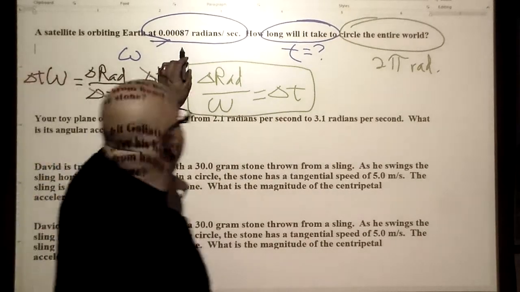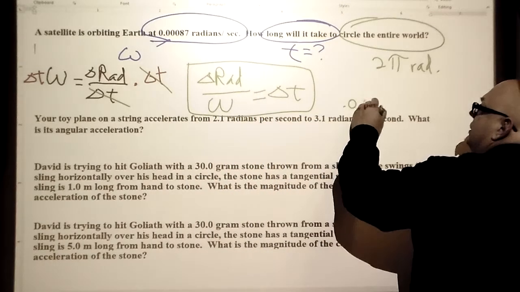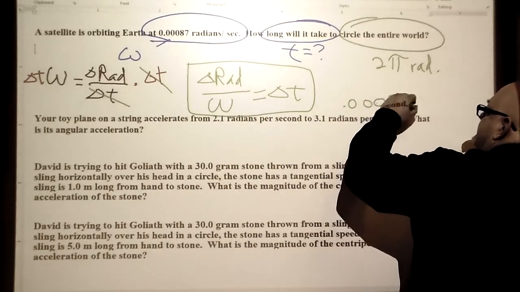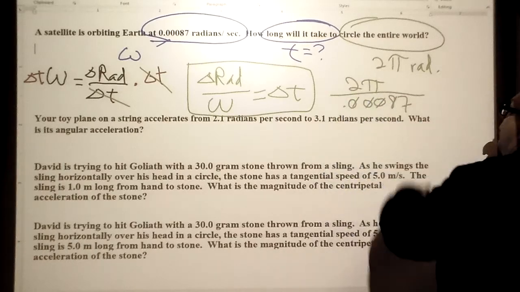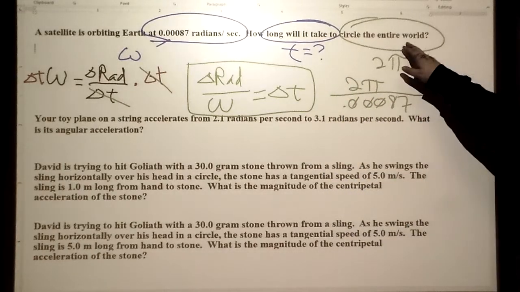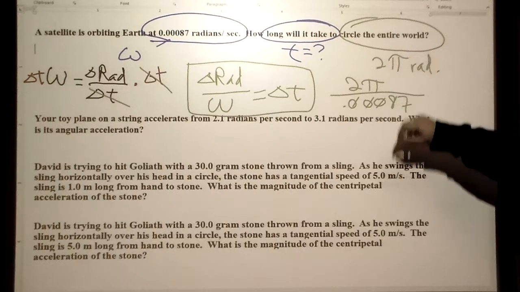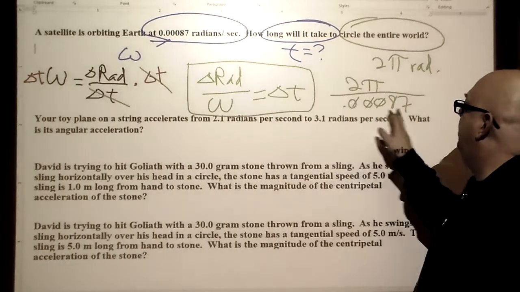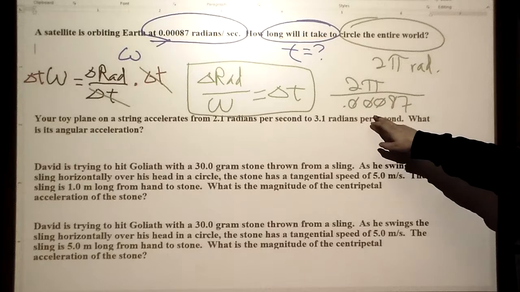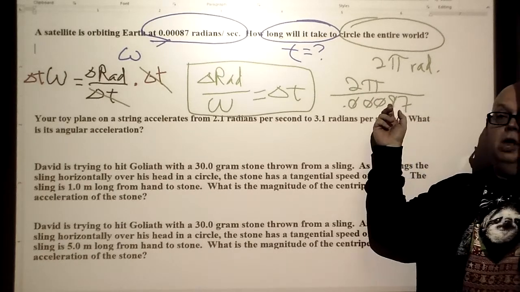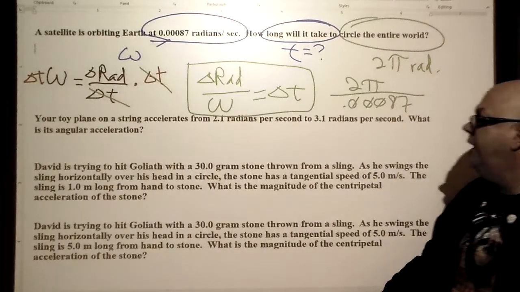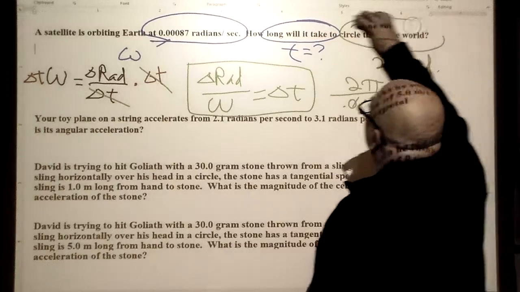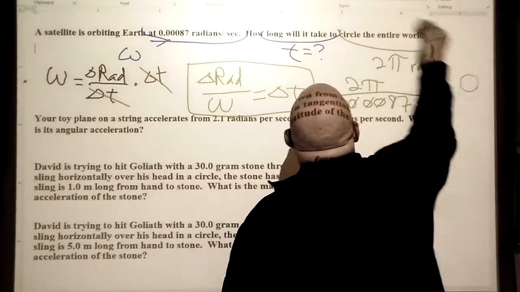So I know that I have 0.00087, and that's going to be on top of 2 pi radians, because it's one circle around the world. We're looking for time, and there is our speed. I'm not going to finish it off, except you guys know this is going to be a very large number. It's going to take a long time for this satellite to circle around the planet. Let's move on.